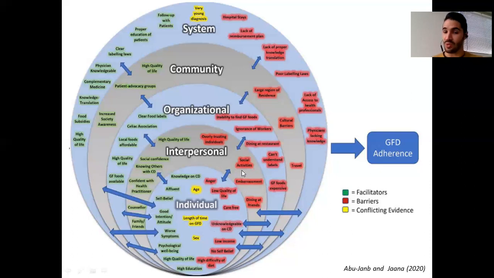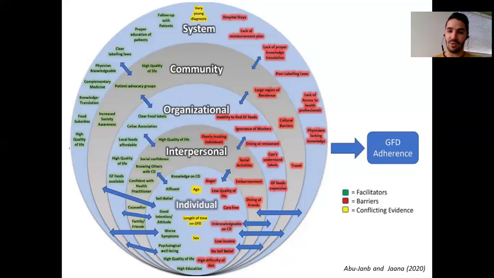They might struggle with social activities. They might feel embarrassed when they eat out to say that they have celiac disease. They might find dining at friends' houses really difficult because they don't understand the requirements. At an organizational level, it might be hard to find gluten-free foods in supermarkets, corner stores, whenever you're out and about.